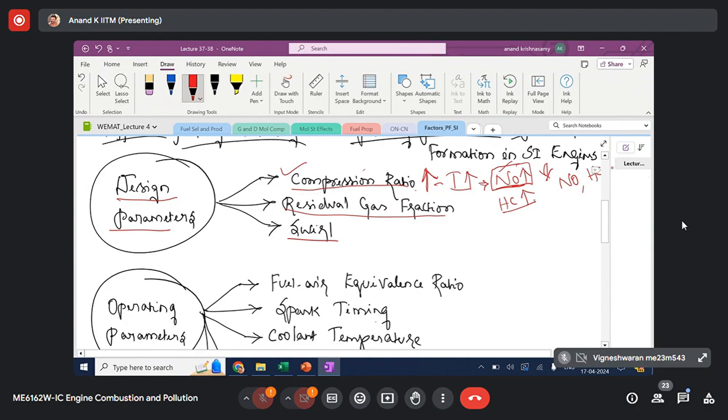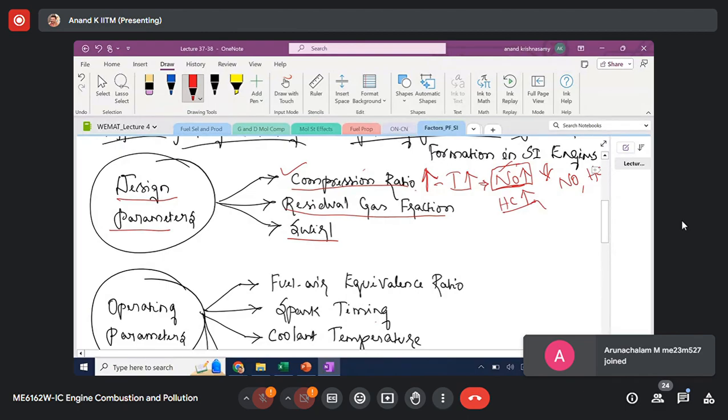The other important reason, we know that the crevice contribution to HC emission through crevice flow is around 40%. Okay, higher the compression ratio, higher will be the crevice flow. This is again another mechanism that leads to high HC with high compression ratio.